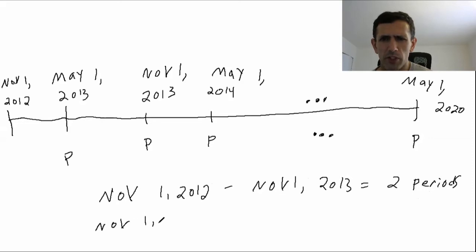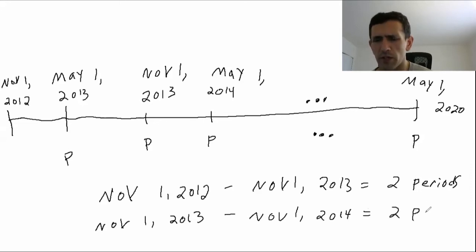November 1st, 2013 to November 1st, 2014 is another 2 periods, 2 6-month periods.